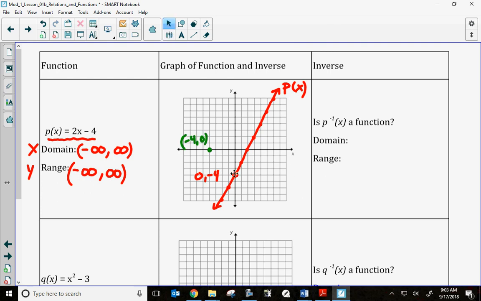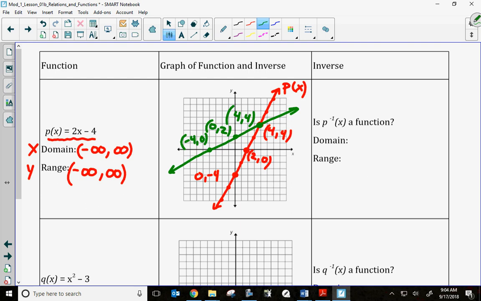Now let's pick another point. Let's go here. We have 1, 2, 3, 4, 1, 2, right here. That's at 4, 4. The beautiful part about that is if I switch those, I'm still at 4, 4. I've got this line right here. Now you can just connect those 2 dots with the straight edge. You have your line. So let's pick another one. This right here is at 2, 0. So the inverse of that would have to be here at 0, 2. Okay, so you see what I'm doing? That is my inverse, p negative 1 of x. Again, I just pick some points, flip the x and y, and plot it.